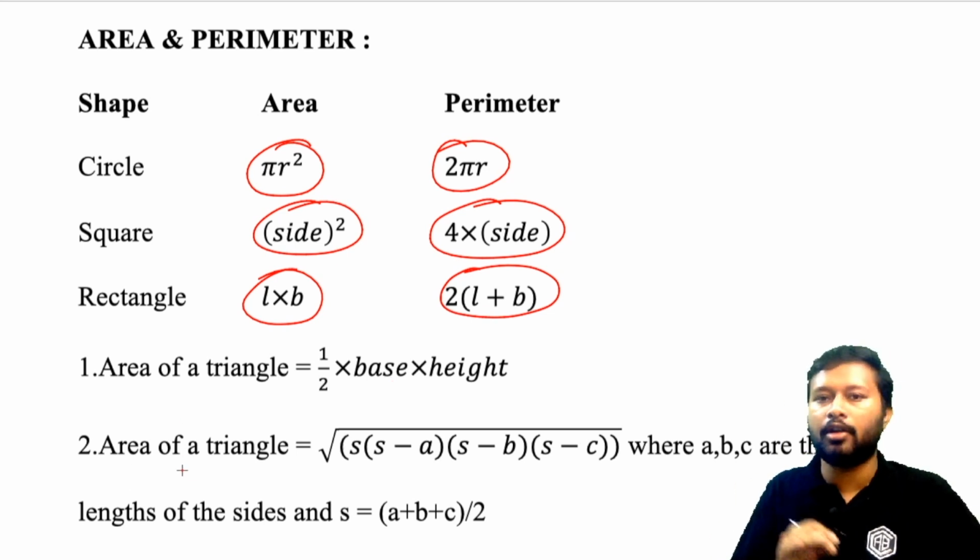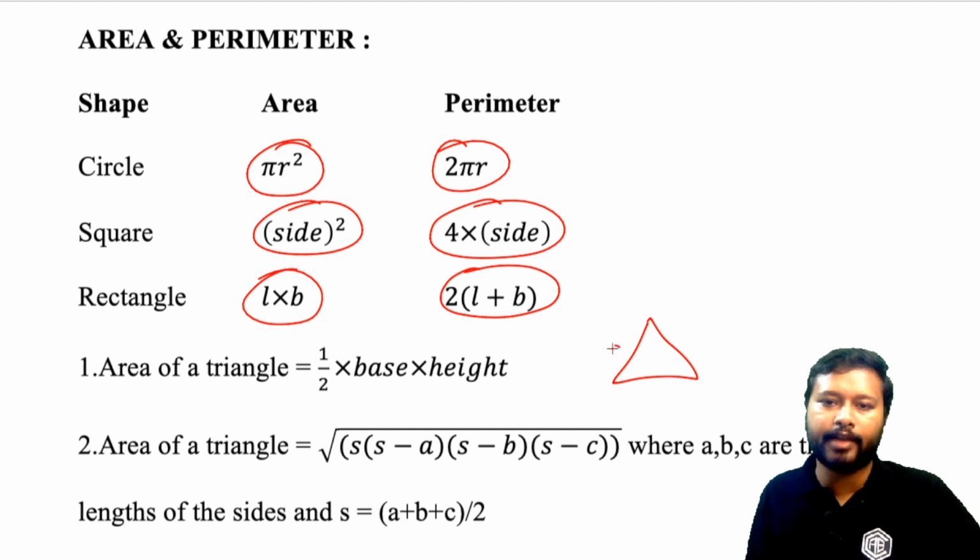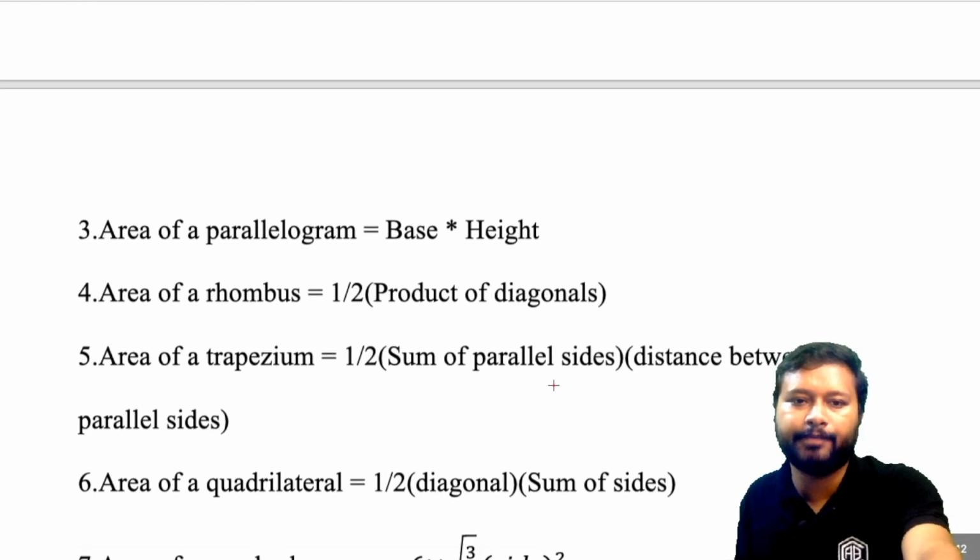Area of a triangle when all the sides are given is calculated using Heron's formula. This is given by the square root of s into (s minus a) into (s minus b) into (s minus c), where s is the sum a plus b plus c divided by 2. What are a, b and c? These are the sides of the triangle. Okay, a, b and c are the lengths of the sides of the triangle.